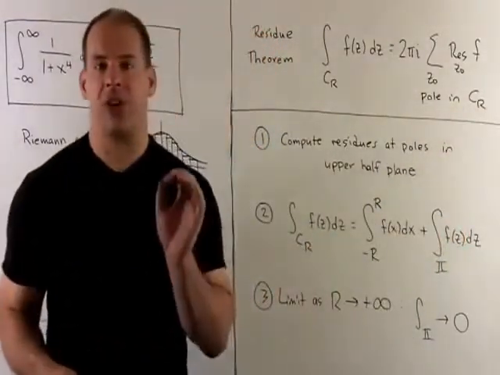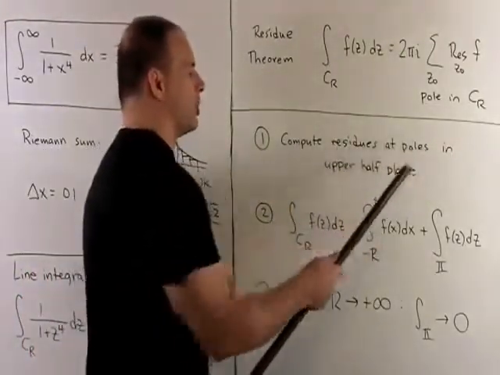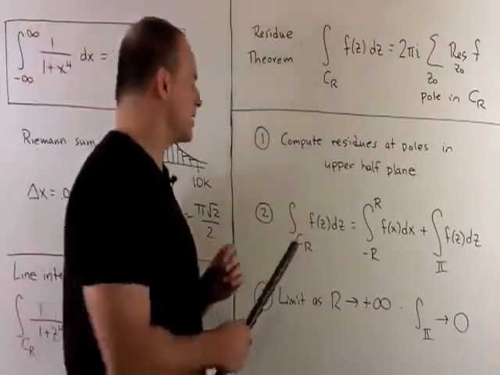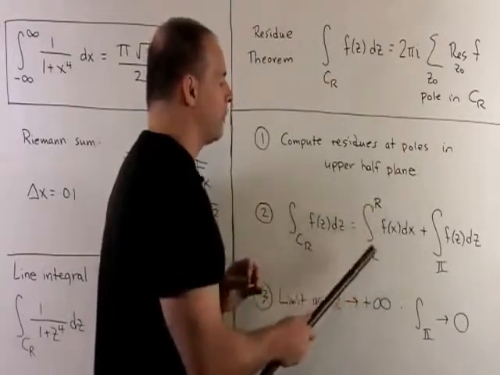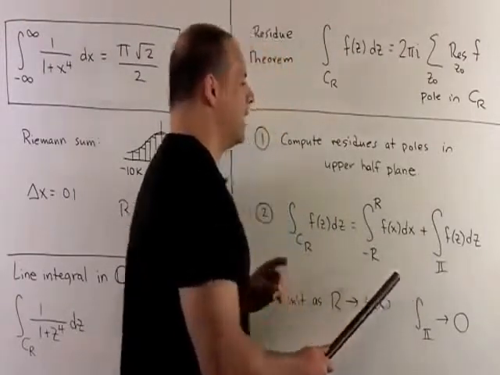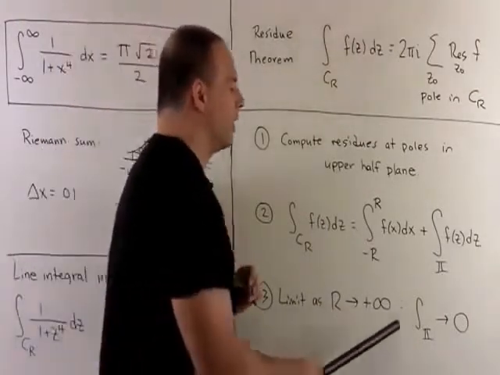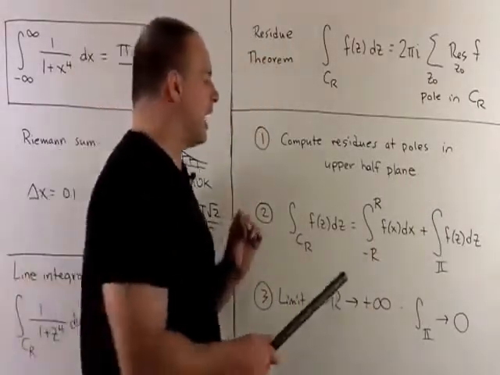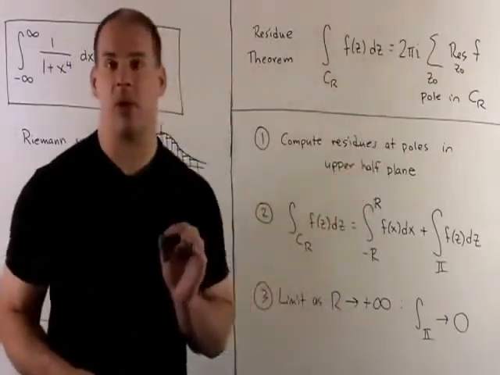So, what's our setup? Our first step, I'm going to want to compute the residues of the poles of our function in the upper half plane. Then, we're going to break our integral into two pieces. One part is going to be the integral along the real line from minus r to r. The other part is going to be along the semicircle. Then, we're going to take the limit as r goes off to infinity, and we want to show that the integral along the semicircle is going to go to 0, which will mean to get the improper integral, we're just going to have to compute 2 pi i times the sum of our residues.